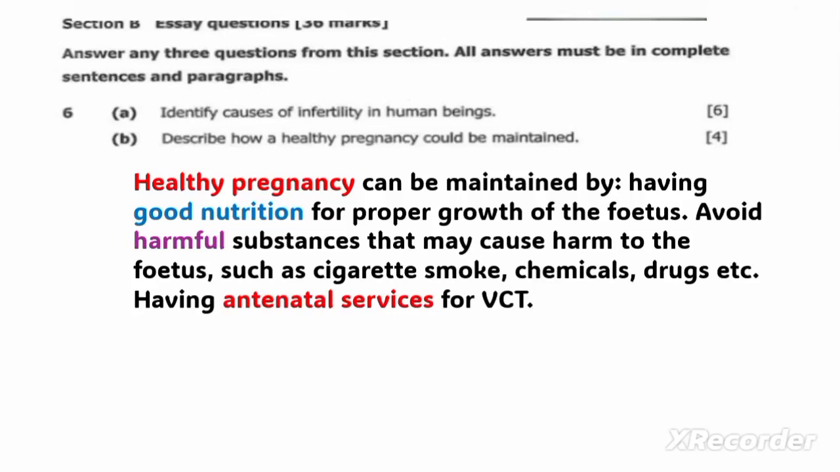In order to maintain a healthy pregnancy, you also need to avoid harmful substances that may cause harm to the fetus, such as cigarette smoke, chemicals, drugs, etc. Having antenatal services and VCT are all ways which can help to maintain a healthy pregnancy.